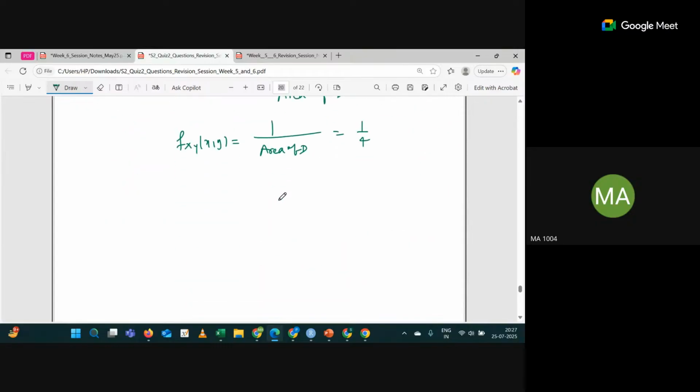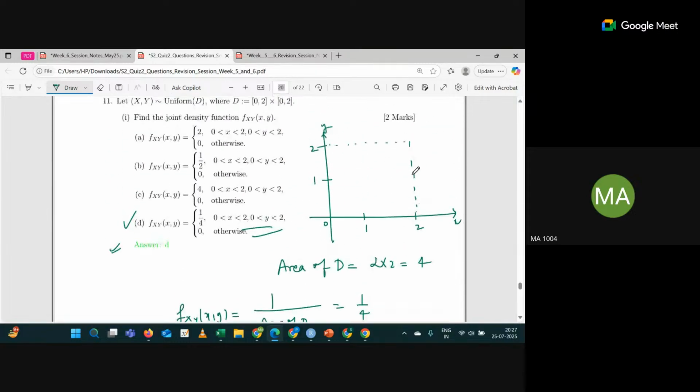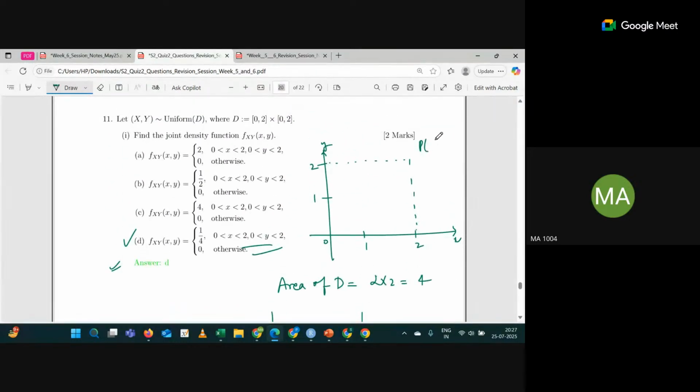Yes? Okay. How will you solve this? Probability x plus y less than 2. So just consider this. You have to calculate probability x plus y less than 2. Is there any need to integrate or is there any smart approach? Sir, we'll have the triangle divided by the whole area.